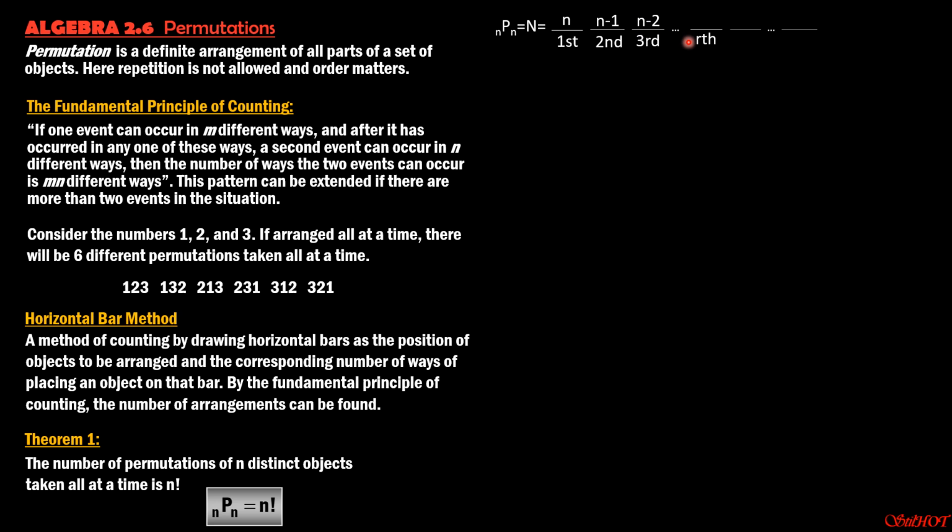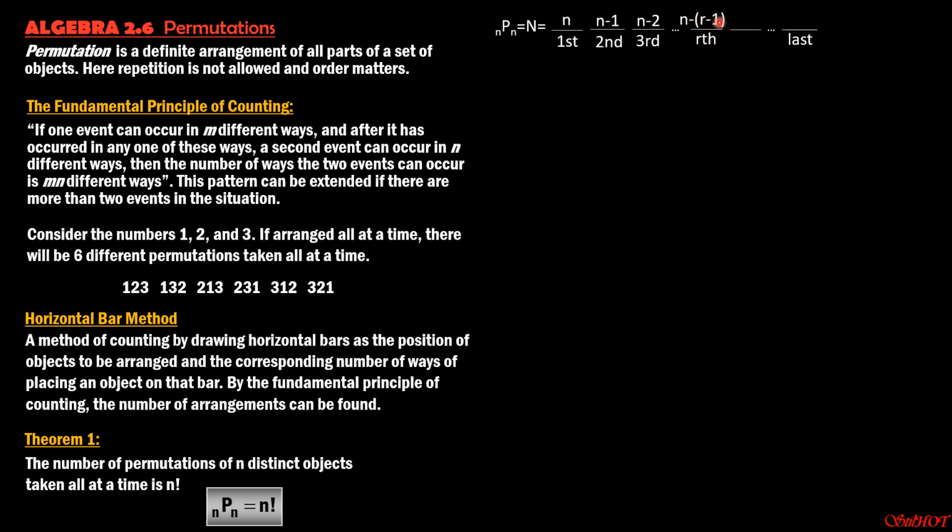So therefore, the rth position, let's check also the second position. The number of ways we can assign an object here is n minus 1, which is, in general, n minus quantity 2 minus 1. So that's n minus 1. The third position, n minus quantity 3, or third, minus 1. So that's why n minus 2. Therefore, the rth position, in general, we can assign an object here in n minus quantity r minus 1 ways. So that's the last.